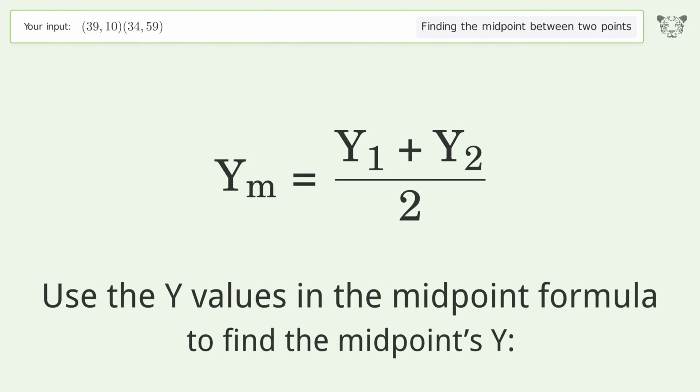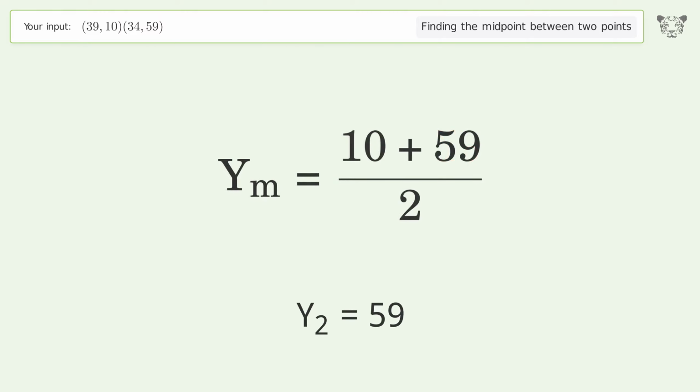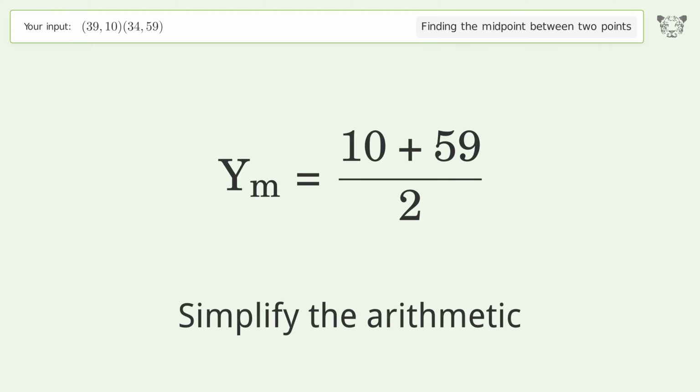Use the y values in the midpoint formula to find the midpoints y. y1 equals 10. y2 equals 59. Simplify the arithmetic.